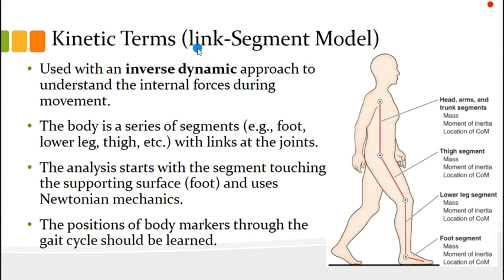This has to do with what's known as the link segment model. So this is going to break down the individual segments. You can see sometimes we call this the HAT, head, arms, trunk segment. Then you have a thigh or upper leg segment, you have a lower leg segment, and you have a foot segment. In a closed kinematic chain such as this, all those segments have to interact together, a series or a chain of segments together, to produce a synergistic movement that occurs.